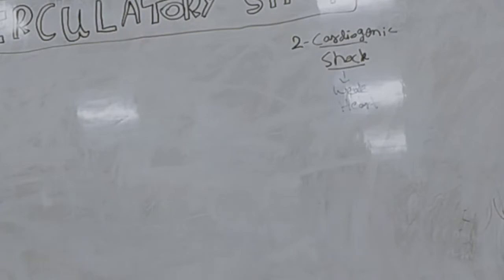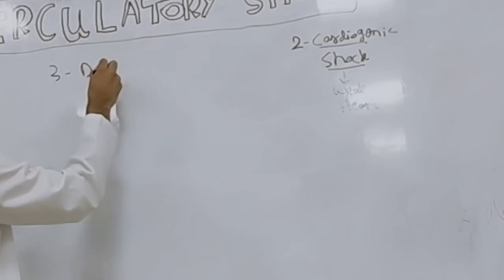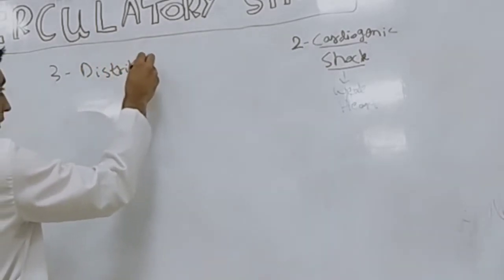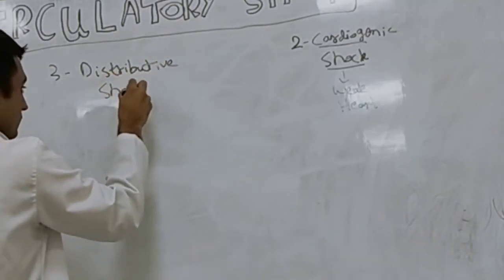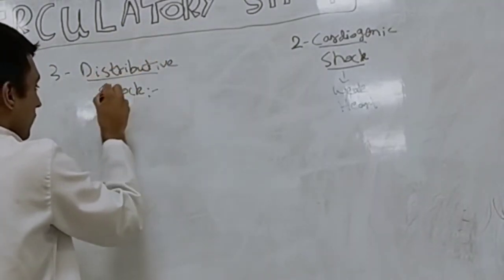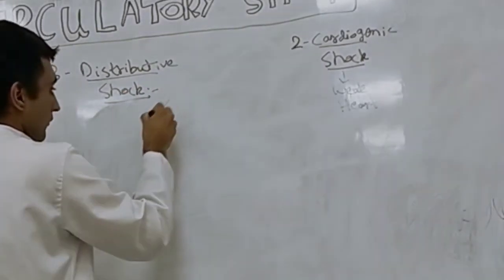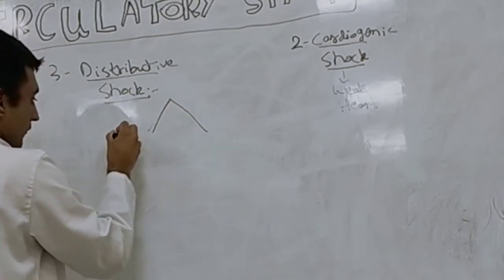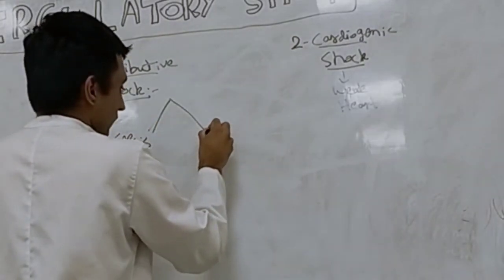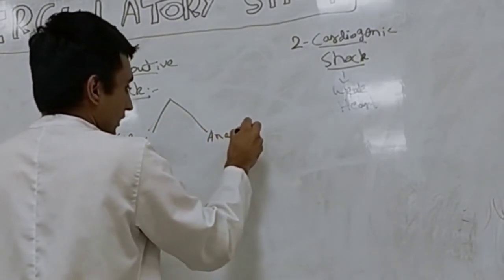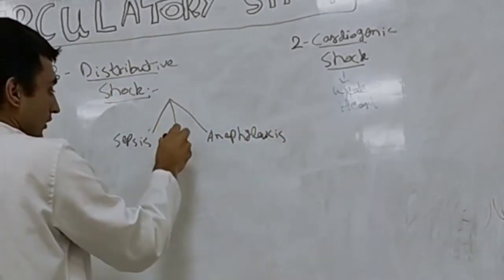So we will talk now about the third classification of the circulatory shock, that is the distributive shock. In distributive shock we have two main causes: we have sepsis, we have anaphylaxis, and also we have a third one as well, neurogenic.